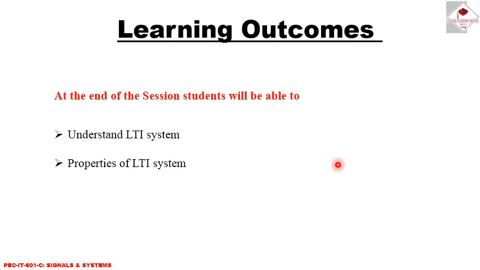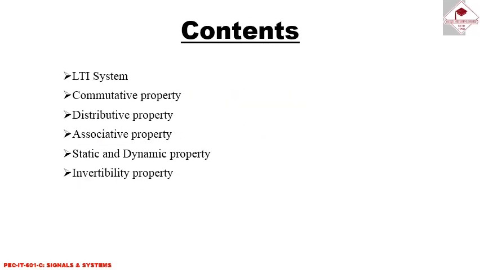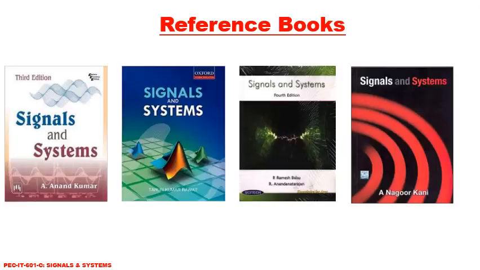Learning outcomes: at the end of the session, students will be able to understand the LTI system and properties of the LTI system. Contents are the LTI system, commutative property, distributive property, associative property, static and dynamic property, and invertibility property.